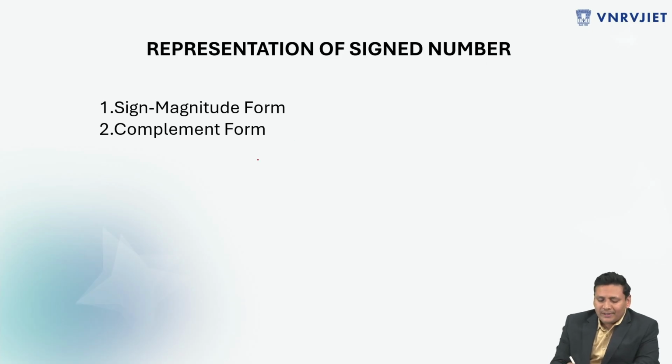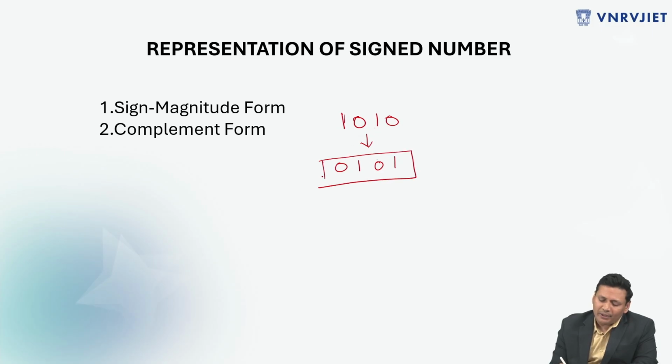So for example, there is a number 1 0 1 0. So this is a number. The complement of this number is found by interchanging the bit 0 with 1 and 1 with 0. So what will be the complement of 1 0 1 0? It will be 0 1 0 1. I have interchanged 1 to 0, 0 to 1, 1 to 0, 0 to 1. So this is called a complement or ones complement.